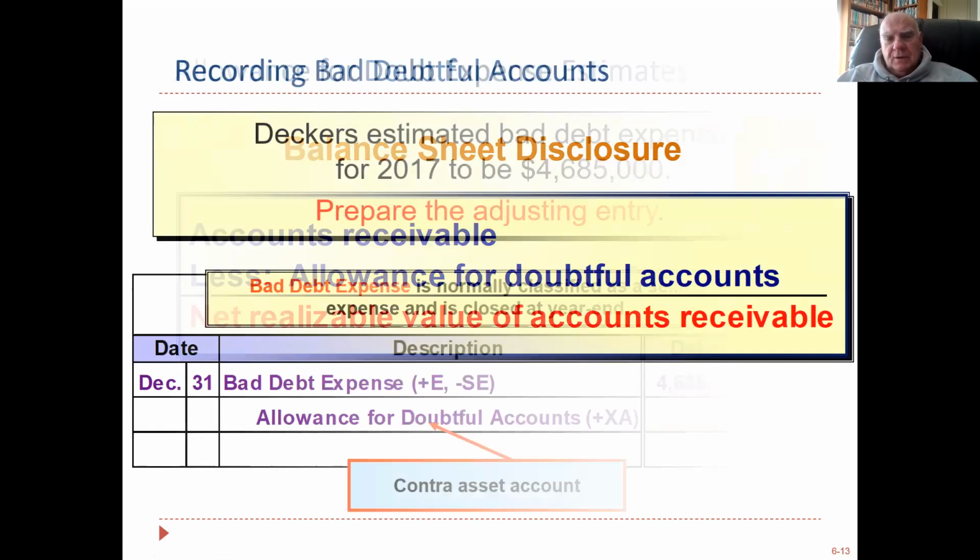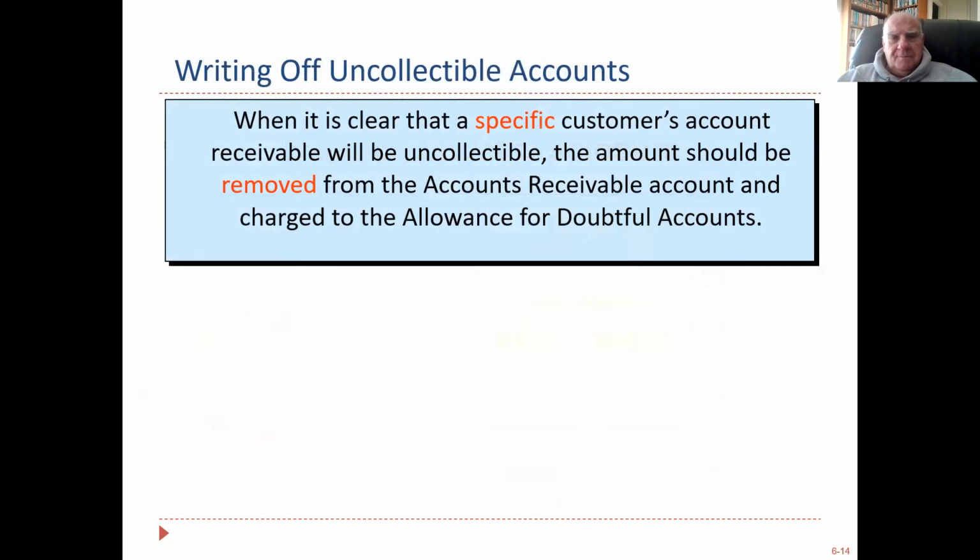Okay, so let's go a little bit further here. Now, I told you there were two two-line journal entries. We just looked at setting up the bad debts expense, okay? What happens when we know who the bum is that's not going to pay us? When we're coming up with our estimate of the bad debt expense, it's a guess. It's just that. It's an estimate based on our history.